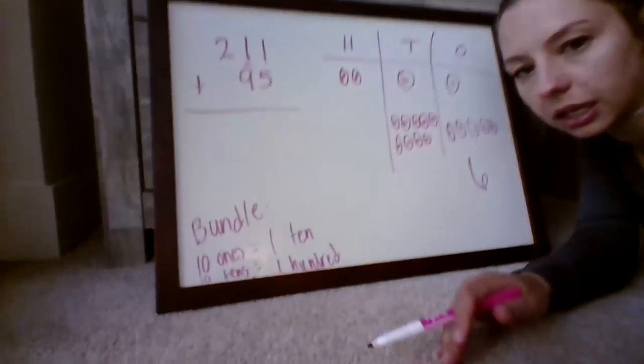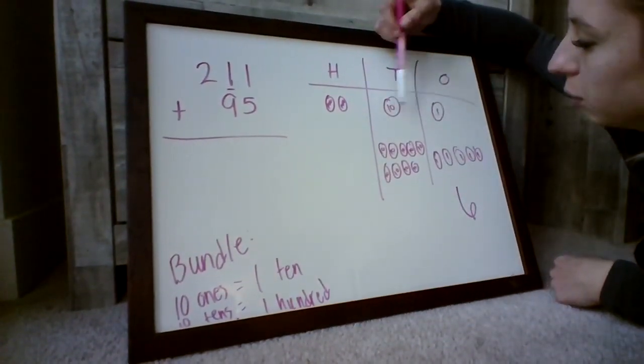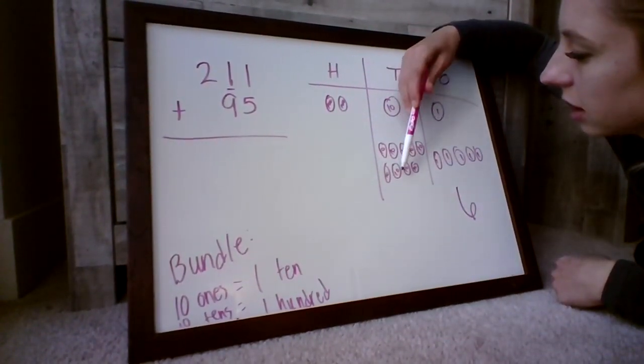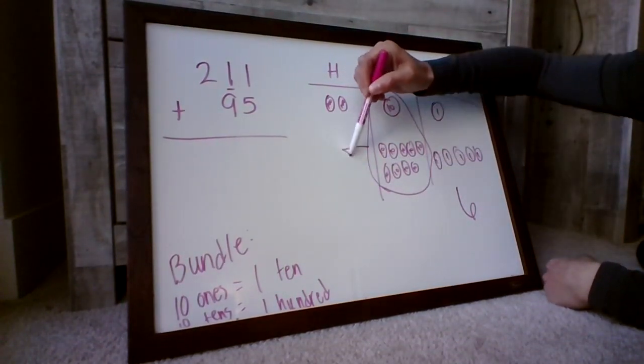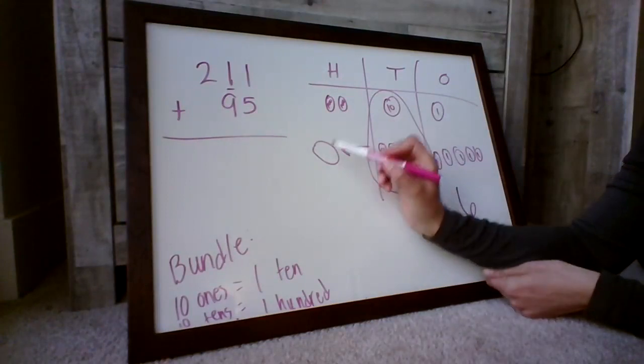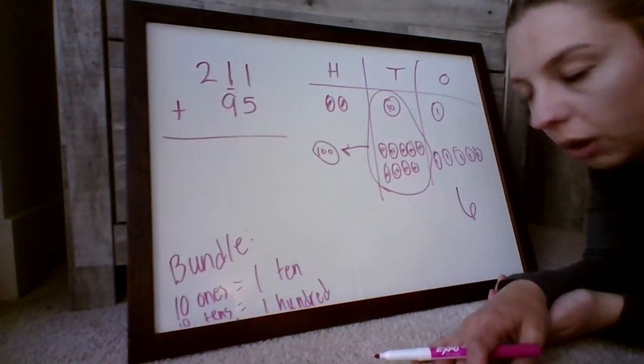I hope you can see it. Sorry, I wrote it a little quick and messy. Okay, let's count these again. 1, 2, 3, 4, 5, 6, 7, 8, 9, 10. 10 tens. Wow, I'm going to bundle them, draw my arrow, and create my new 100. 10 tens is equal to 100.